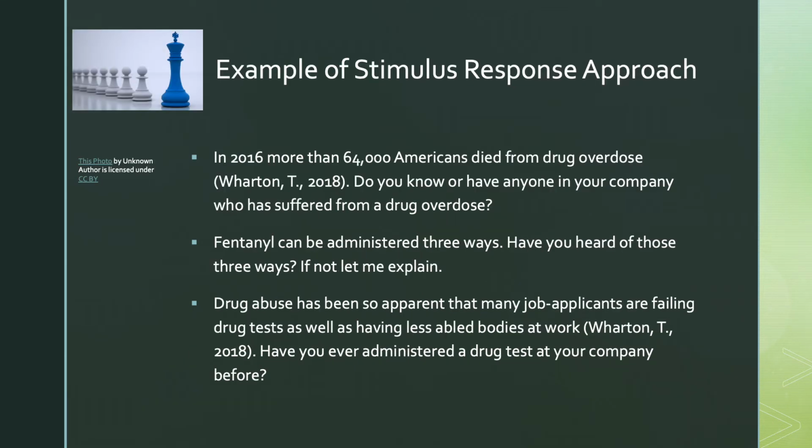An example of a stimulus response approach would be regarding drug abuse programs or chemical dependency programs. In 2016, more than 64,000 Americans died from drug overdose. Do you know or have anyone in your company who has suffered from a drug overdose? This question will lead the consumer into answering, leading on to more information and another question. Well, did you know fentanyl can be administered in three ways? Have you heard of the three ways? If not, let me explain. And I can also go into detail regarding how detrimental misuse of fentanyl can be.